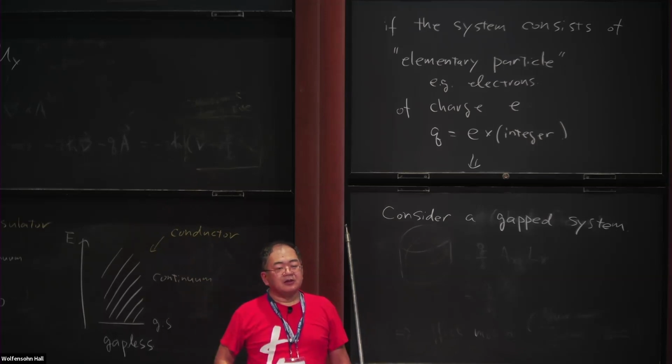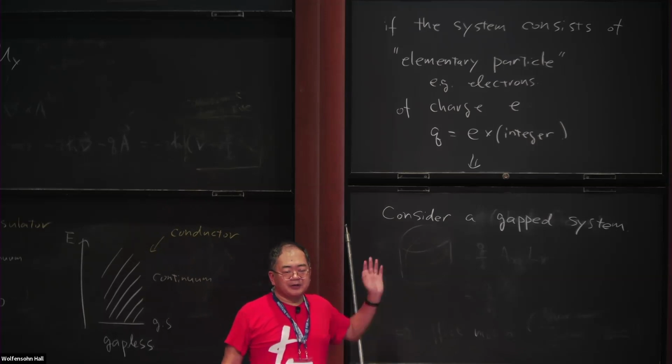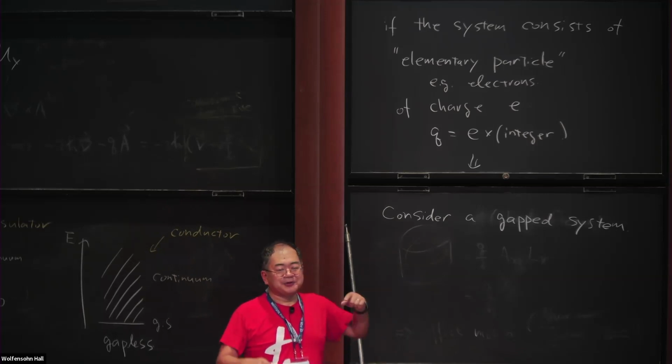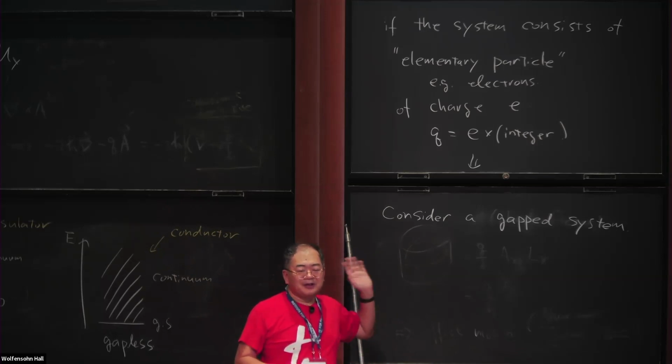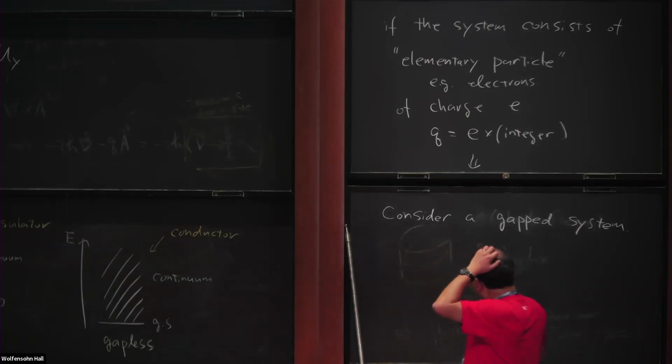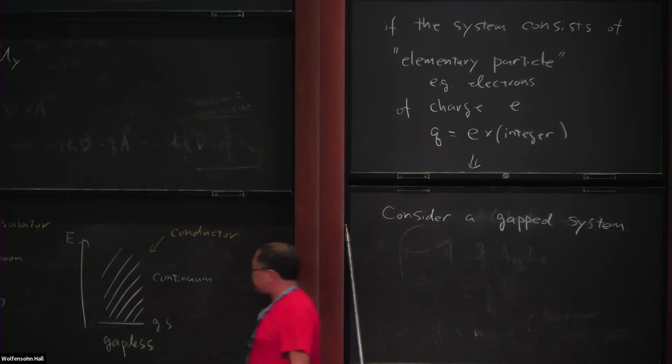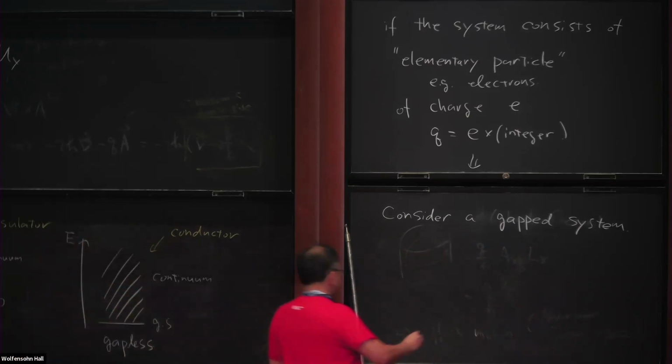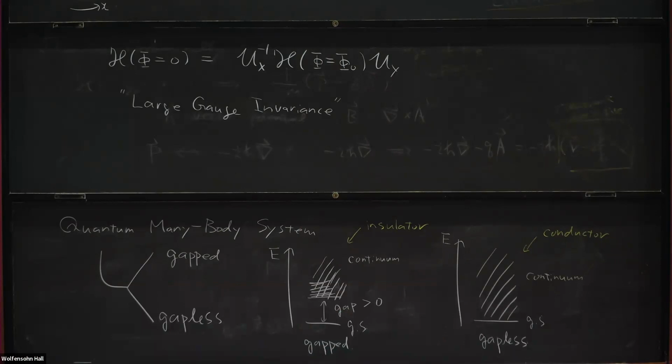Later I want to thread the flux in a different direction, but so far just in one direction. So first I consider this gapped system. And usually we discuss the presence of a gap or not at zero flux. And then I insert a flux.